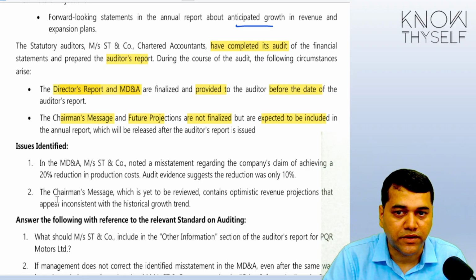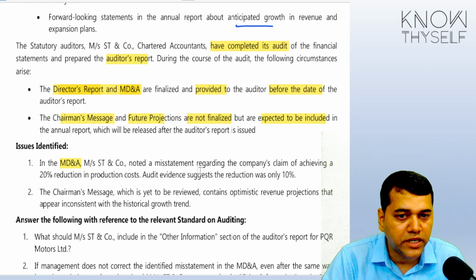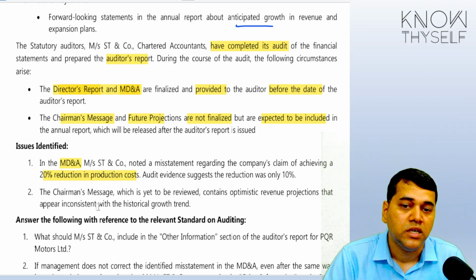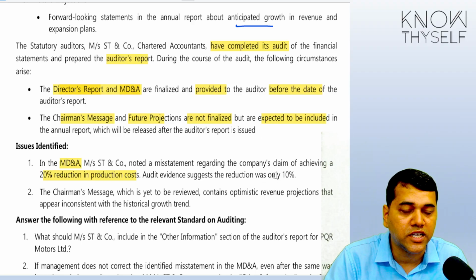Now, issues identified. In the management discussion and analysis, it is noted that there is a misstatement regarding the company's claim of achieving a 20% reduction in the production cost. Now, my financial statement says the reduction was only 10%.